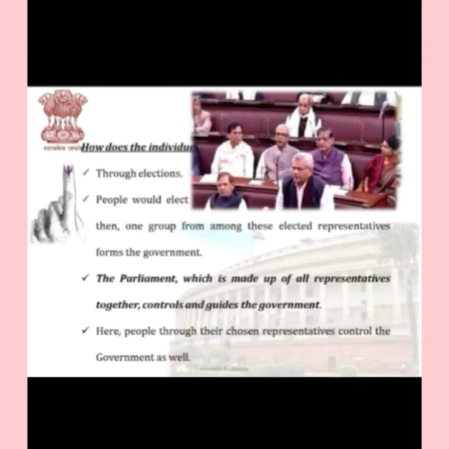Okay, how do the individuals select their representatives? We select our representatives through elections. We will elect the people as MLAs or MPs. Those people, the group of those elected representatives, forms the government. Okay, the parliament, which is made up of all the representatives together, controls and guides the government. Here, people through their chosen representatives control the government as well. That means they indirectly take part in the decision making process.